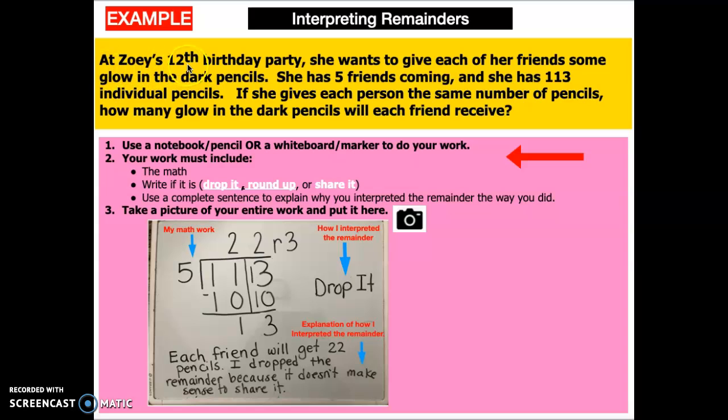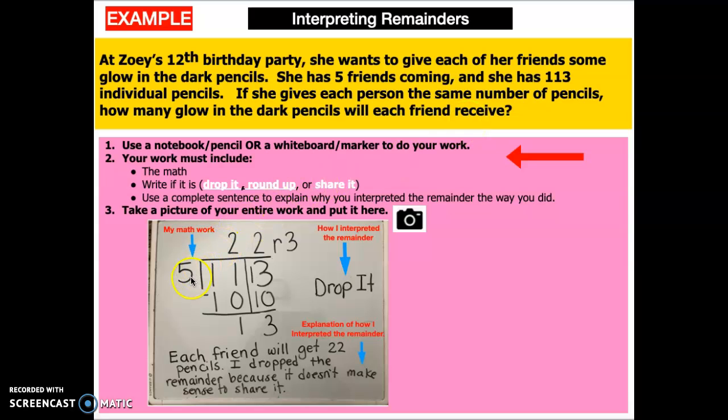At Zoe's 12th birthday party, she wants to give each of her friends some glow-in-the-dark pencils. She has 5 friends coming, and she has 113 individual pencils. If she gives each person the same number of pencils, how many glow-in-the-dark pencils will each friend receive?